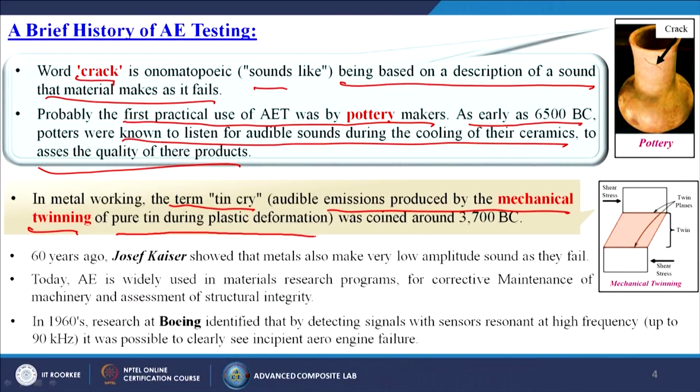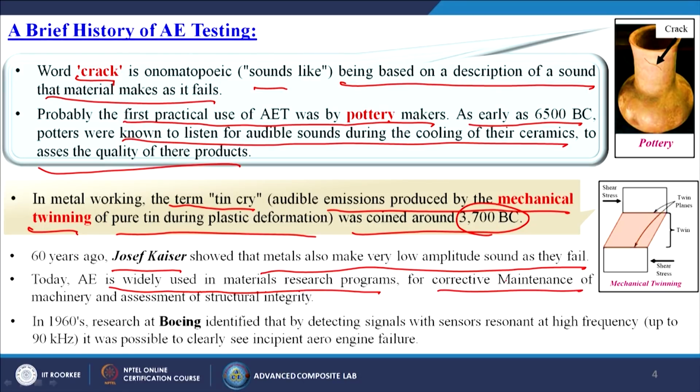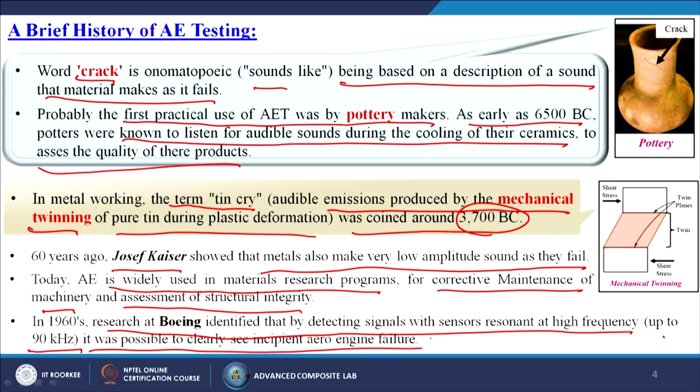In metalworking, the term tin cry, audible emissions produced by the mechanical twinning of pure tin during plastic deformation, was coined around 3700 BC. Sixty years ago, Joseph Kaiser showed that metal also makes very low amplitude sounds as it fails. Today, AE is widely used in materials research programs, for corrective maintenance of machinery and assessment of structural integrity. In the 1960s, research at Boeing identified that by detecting signals with sensors resonant at high frequency up to 90 kilohertz, it was possible to clearly see incipient aero engine failure.